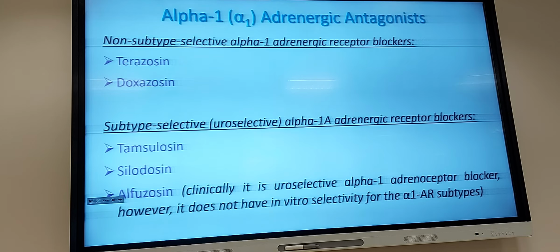Now, alfuzosin, in vitro testing shows that it's not selective for the subtypes. Okay? But clinically, it produces effects similar to selective alpha 1A blockers like tamsulosin or silodosin. So in clinical practice, it behaves more like a uroselective alpha 1 blocker. It doesn't affect blood pressure. So we put it in this category, okay? Is that much clear? So you have to memorize these 5 drugs, unfortunately for you. I'm sorry for that.